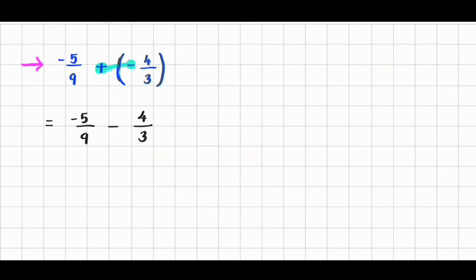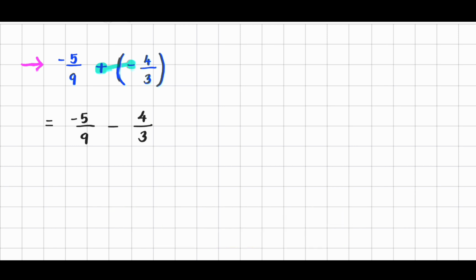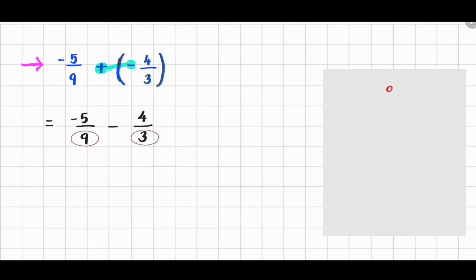Here, in this example, there are 3 steps to follow to evaluate negative 5 over 9 minus 4 over 3 using LCM. Step 1. Find the least common multiple of the denominators, which is called the least common denominator. The fastest way to get the least common multiple, and the method that I love to use, is called the division ladder. For that, start off by writing the denominators on one line like this. Then make an L. You are going to set up something that looks like an upside down division bar. And we are going to think about prime numbers, any prime numbers that can go into both 9 and 3.